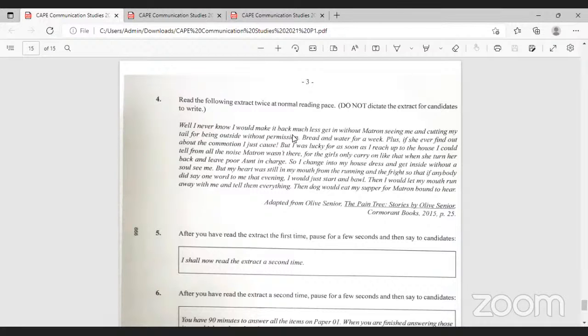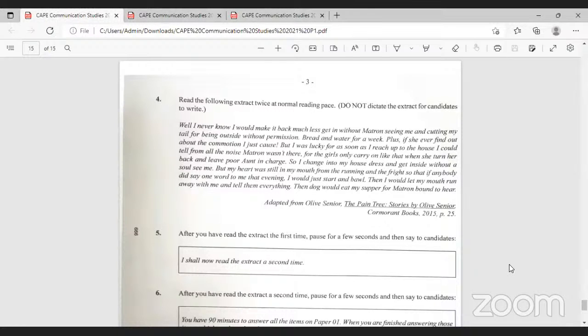But I was lucky, for as soon as I reached up to the house, I could tell from all the noise matron wasn't there. For the girls only carry on like that when she turned her back and left poor Aunt in charge. So I changed into my house dress and got inside without a soul seeing me. But my heart was still in my mouth from the running and the fright, so that if anybody did say one word to me that evening, I would just start and bawl. Then I would let my mouth run away with me and tell them everything. Then dog would eat my supper, for matron was bound to hear.